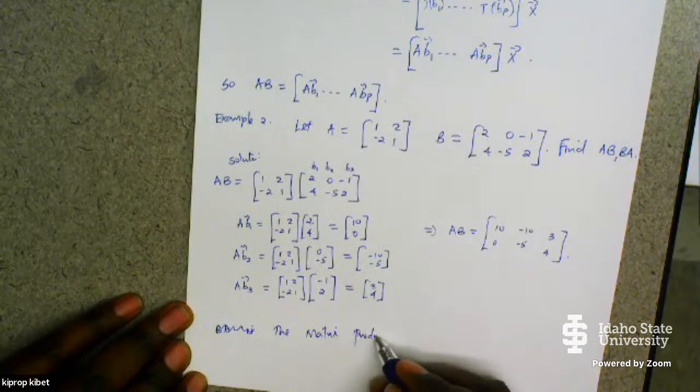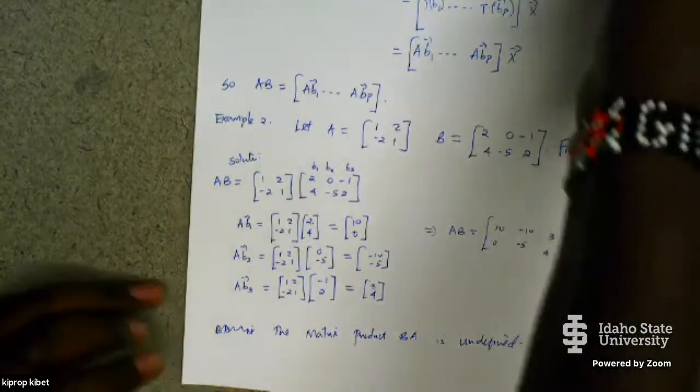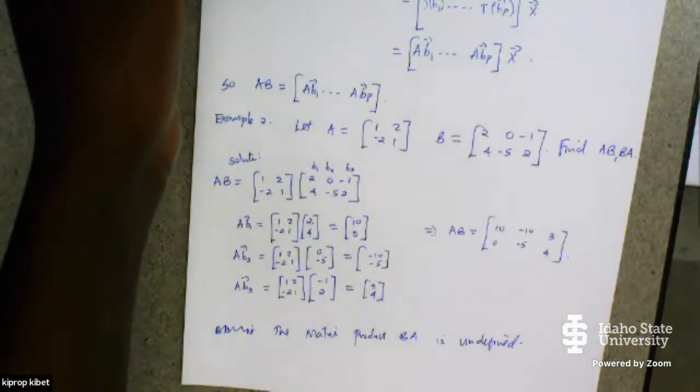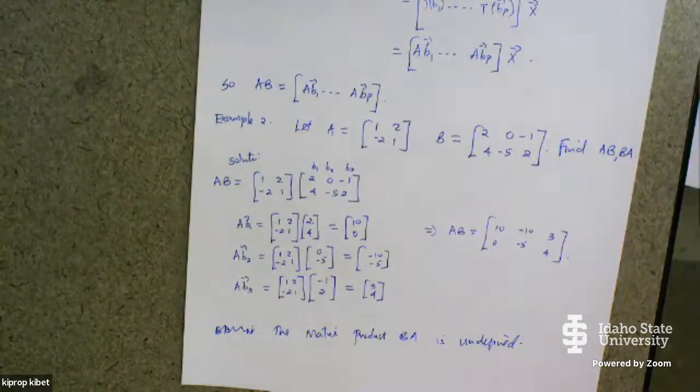or we can say, the matrix product BA is undefined. So this is one way of multiplying matrices. You take A multiplied by the columns in B: A multiplied by this, A multiplied by that.